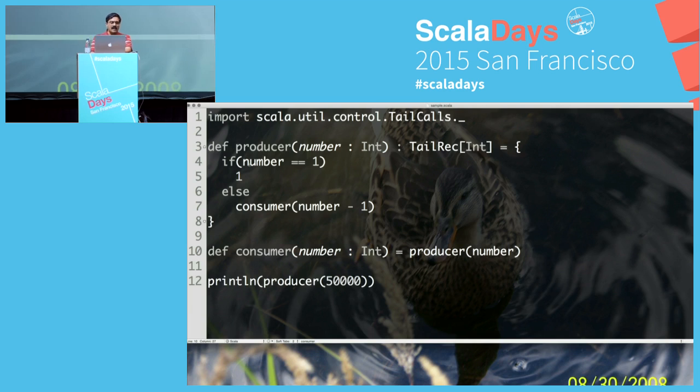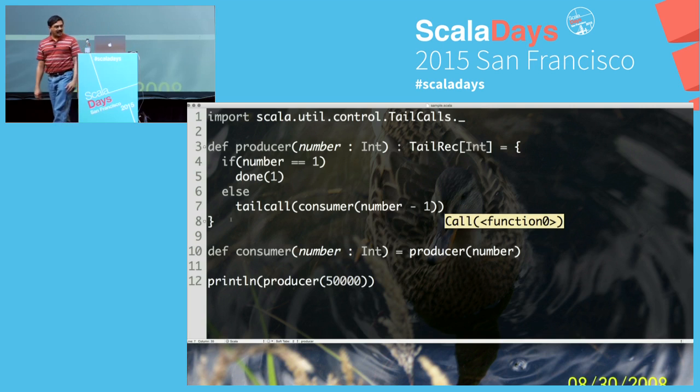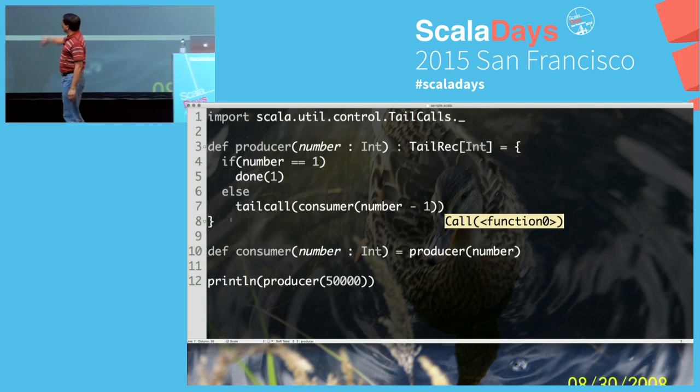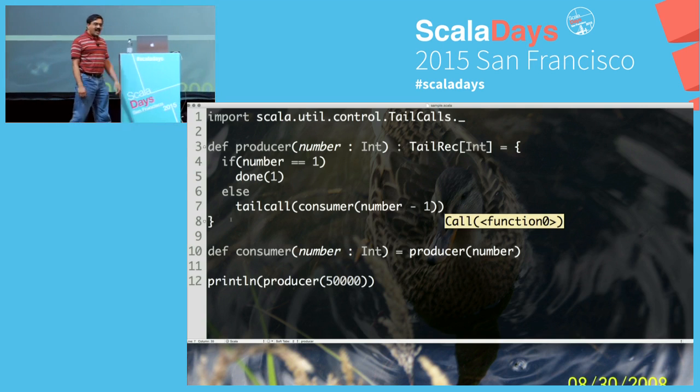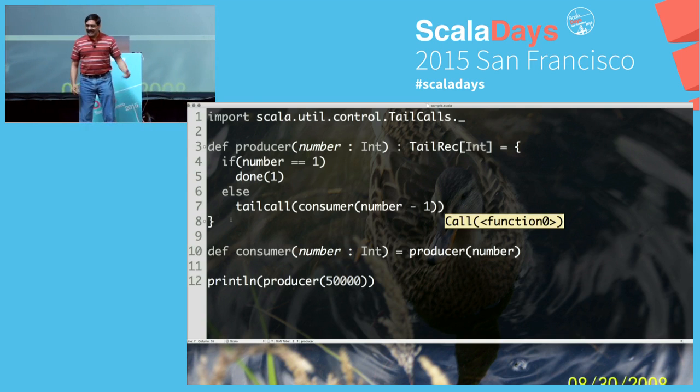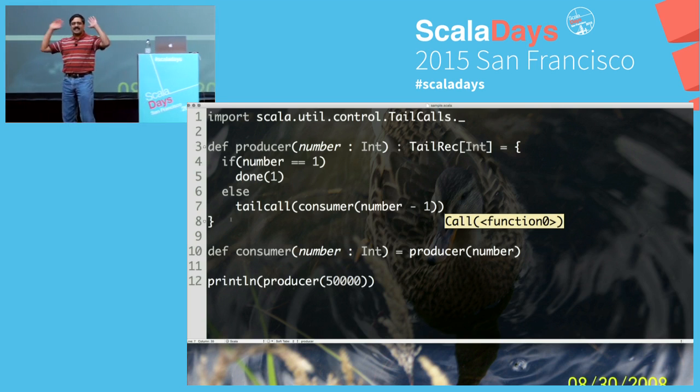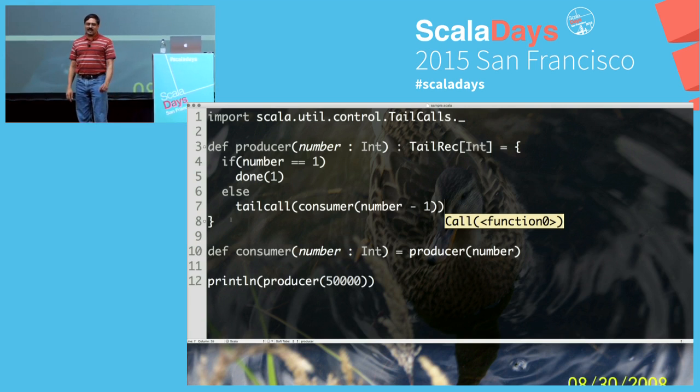But then I'm going to change this to a done on a 1, and I'm going to change this to a tail call on the consumer. So now when I run this, notice it didn't fail, but instead it gives us a call object. What in the world is that? It simply says, I am going to be absolutely lazy. When you call the producer, it's laid back and lazy. It says, I'm not going to do any real work for you. I'm just going to give you this call object and say, I'm done.